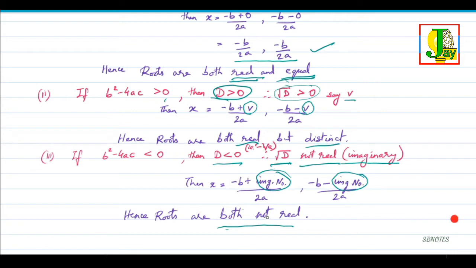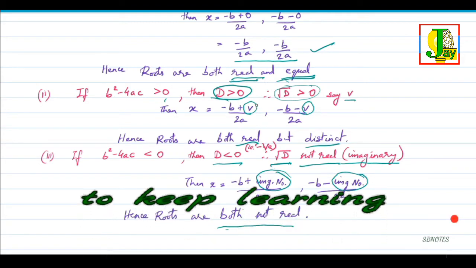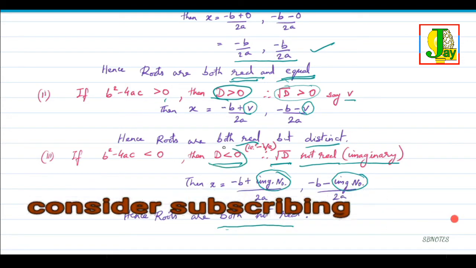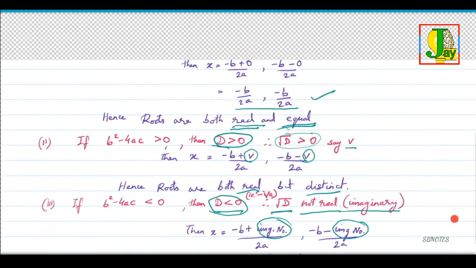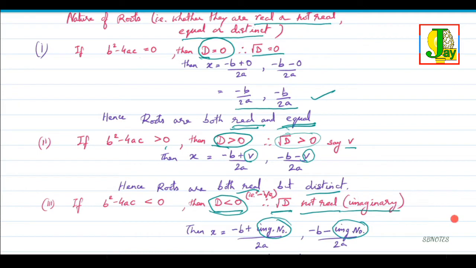Okay, so these three conditions, d less than 0, d greater than 0 and d equals to 0, decide the nature of the roots. Now let us go and solve the questions.